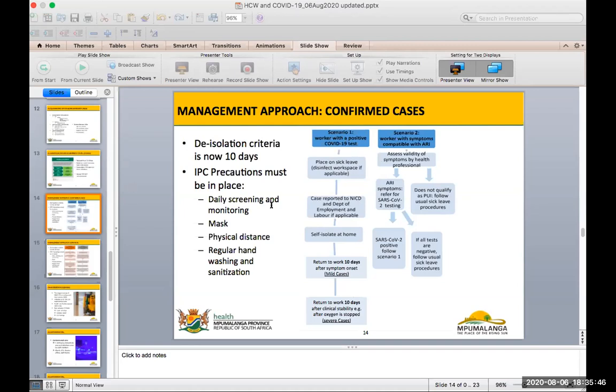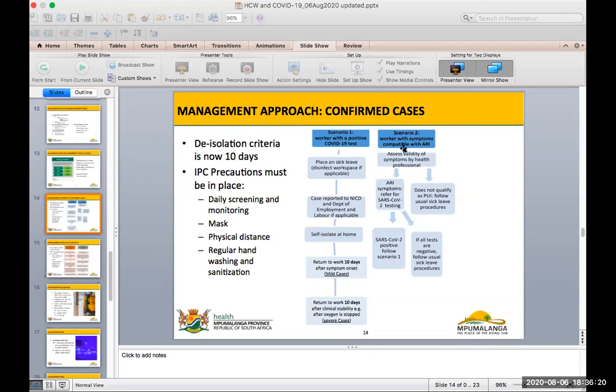And then in a case like I've said, it needs to be reported to NICD, where they can do contact tracing, and also report your case to labor and compensation. Then you'll have to go and self-isolate at home if you fit the criteria for self-isolation. Otherwise, if you've got symptoms, you may need to be admitted. So like I said, it's 10 days after your initial symptoms, and then it's 10 days de-isolation after discharge or after clinical stability has been maintained.